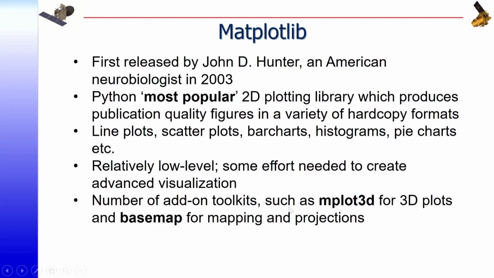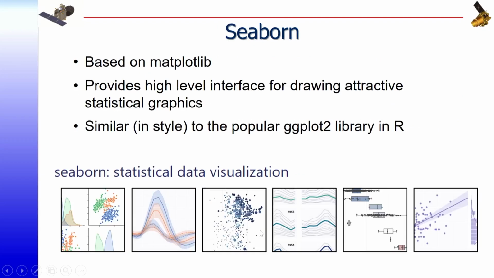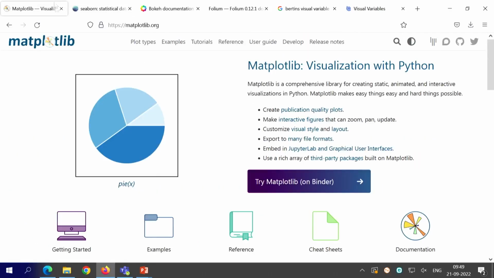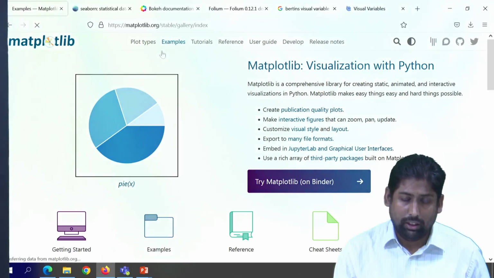For example, it has a toolkit called mplot3d which helps it make 3D plots. It also has an add-on toolkit called Basemap which is used for mapping and projection. Let us go to the website of Matplotlib and have a look at certain examples of what can be done using Matplotlib.